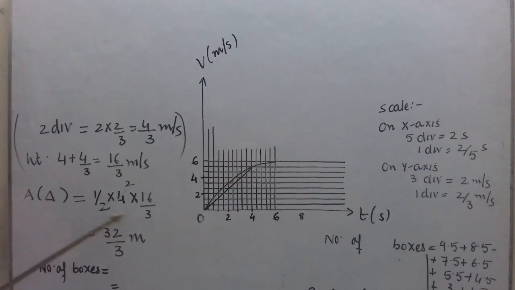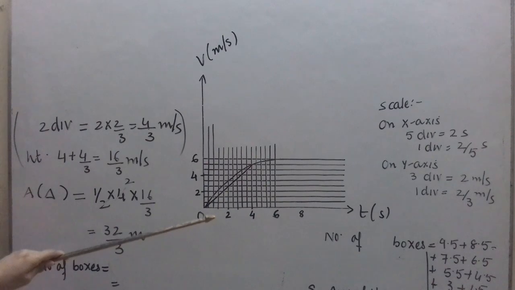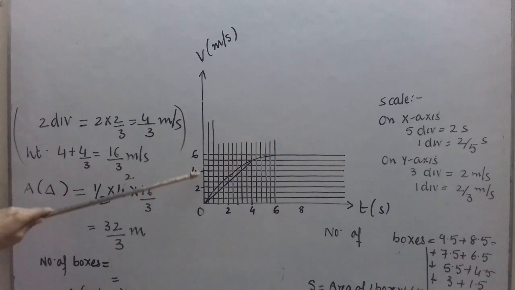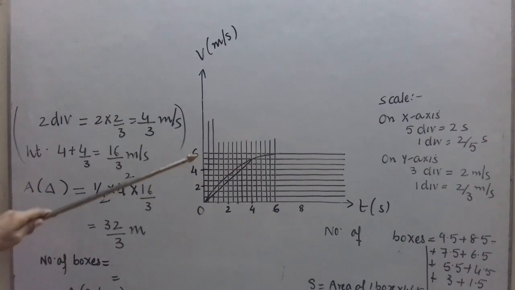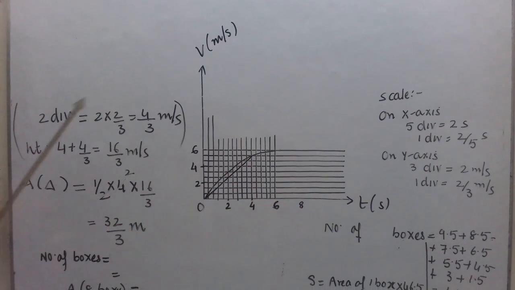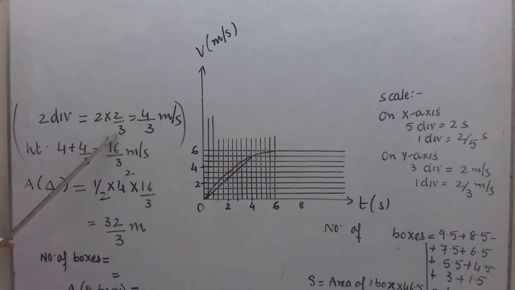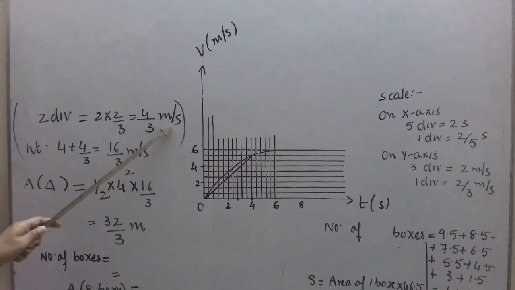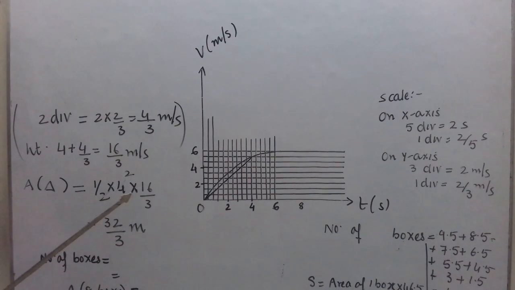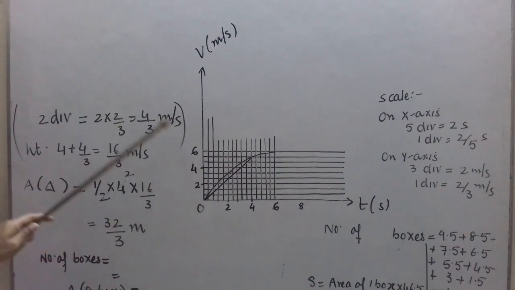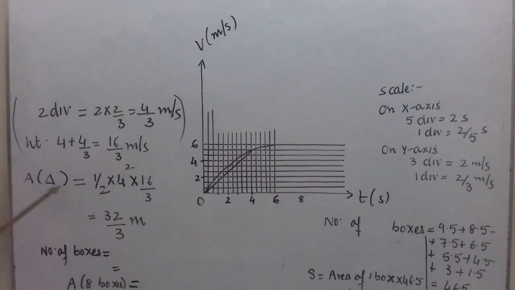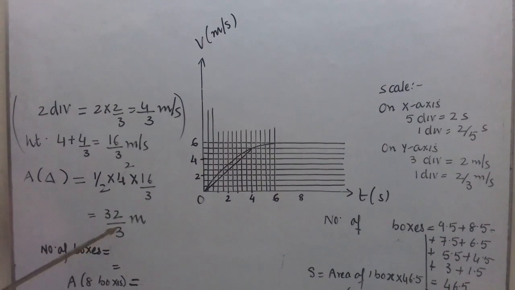So half into base, which is 4, and the height is this much, from 0 to this. Now this is 4 plus 2 divisions. What is the value of 2 divisions? 1 division is 2 by 3 meter per second. So 2 divisions will be 2 into 2 by 3, that is 4 by 3 meters per second. So you can find the area of the triangle as half into 4 into height, which is 4 plus 4 by 3, that is 16 by 3. And when we get the area of the triangle, we get 32 by 3 meters.